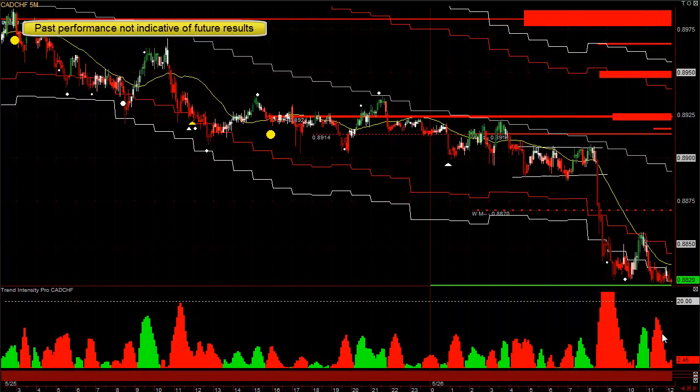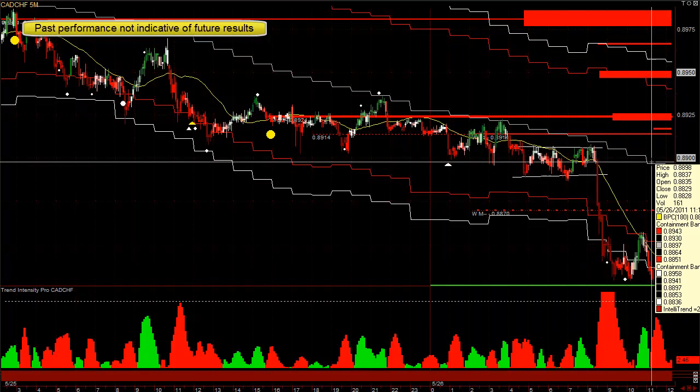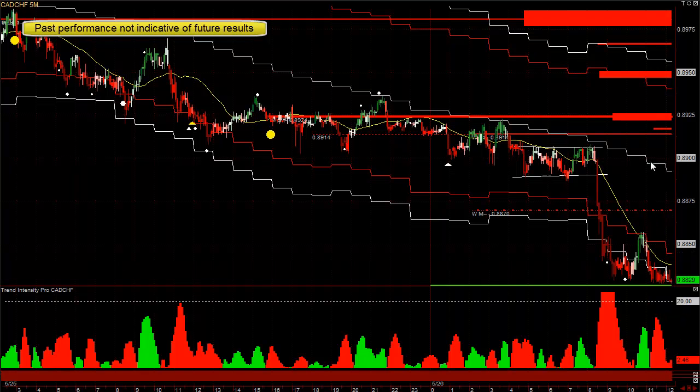Once the weakness disappears, if this breaks out of this level, it's very likely to go back up to the hourly, which is up here at around 8,900. So you're going to risk 10 or 15 pips in this case to have a very good chance of making 70 pips. And that's what trading's about: small losses, big wins. And in this case, you can watch this chart later after hearing my prediction.